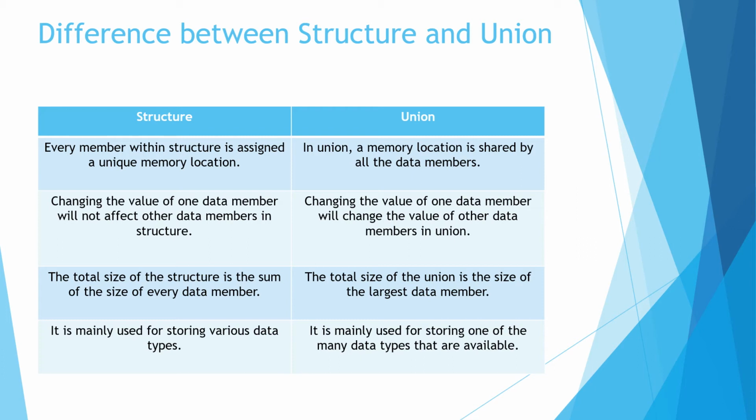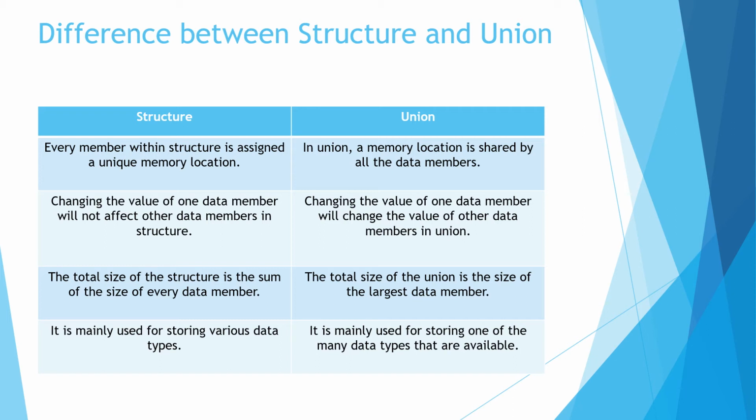So whenever a value of a data member is changed, it is changed in the same memory location and it is overwritten in that memory location. So changing one value may affect the value of other data members. Then the total size of the structure is a sum of the size of every data member.